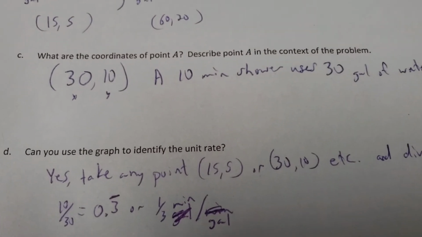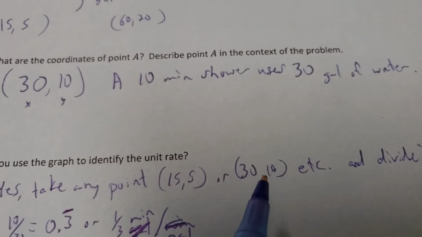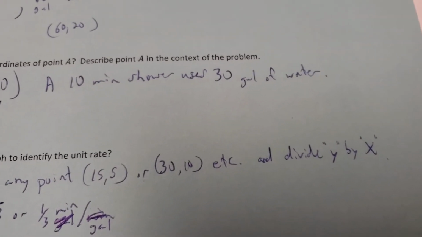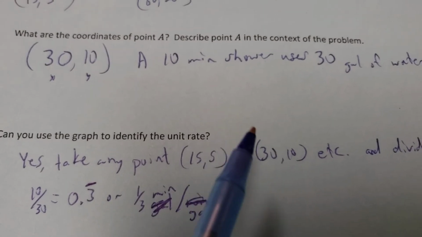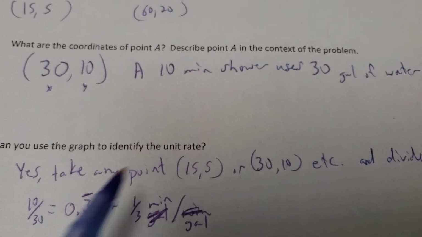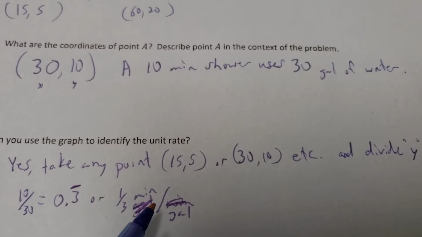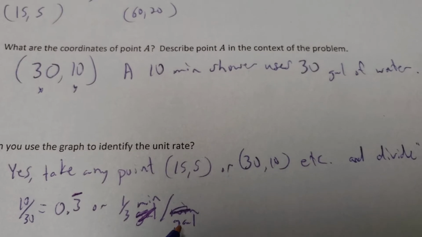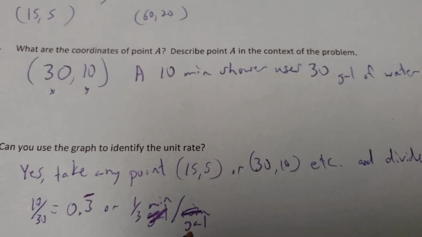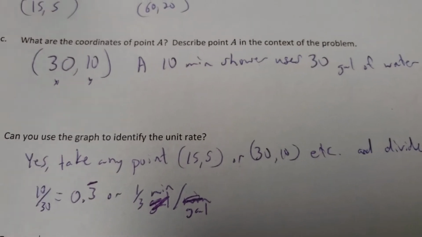Can you identify the unit rate? Yes, you could take any point, that 15, 5, or 30, 10, etc., and divide your y's by x's. We've always divided y values by x values. So for example, 10 divided by 30 is 0.3 repeating, or what we call 1/3 of a minute per gallon. Now, that's kind of backwards from how we usually would do this, but we're just going with how they set it up. So in 1/3 of a minute, you're going to use 1 gallon of water.